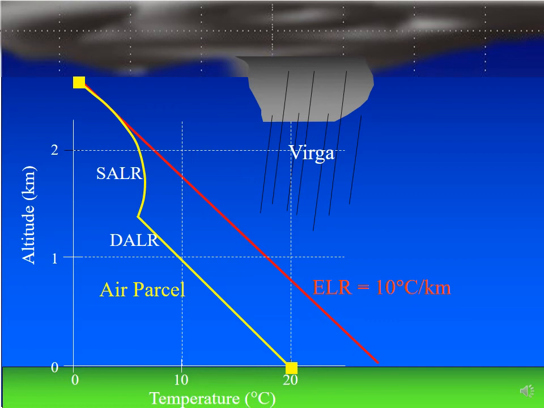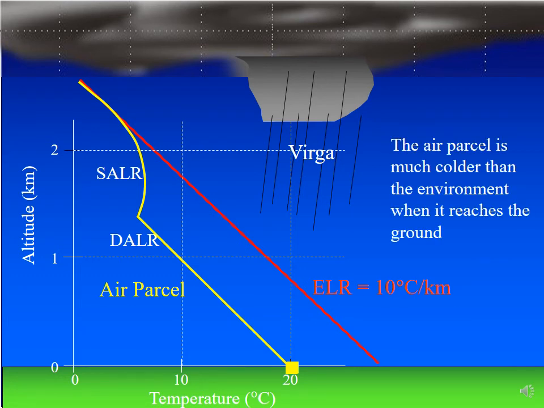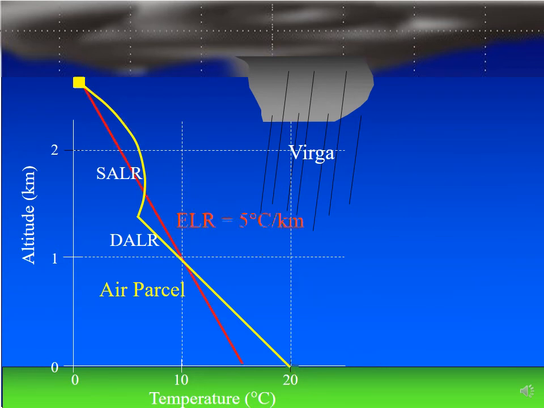So let's watch what happens here. The air parcel makes it all the way to the ground in this scenario because it was negatively buoyant all the way down. So the air parcel is much colder than the environment when it reaches the ground, and it's going to spread out into your gust front and your result of your downburst.